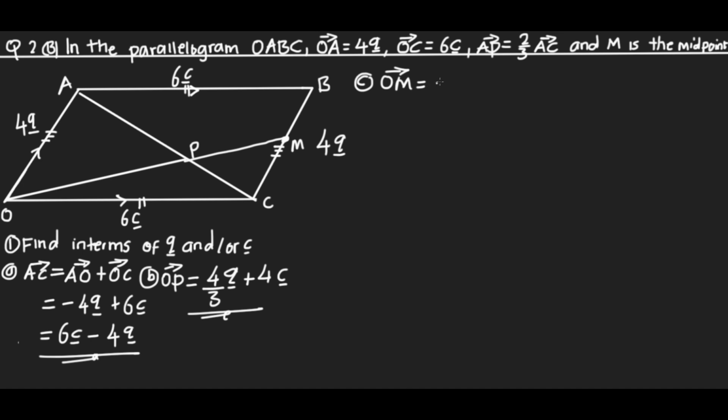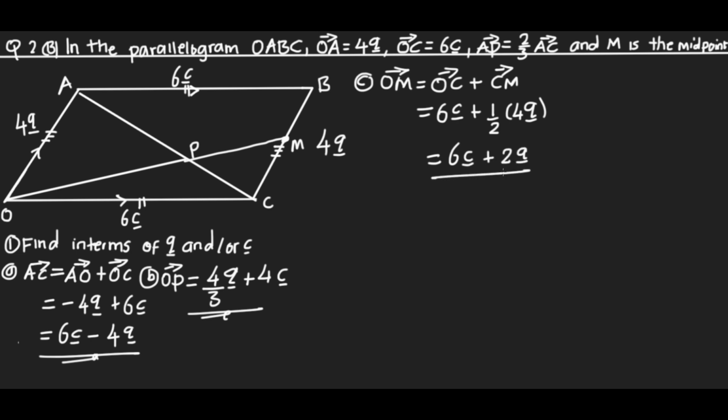So we'll say OC plus CM. So the vector OC is 6C plus CM. Since M is the midpoint, we need half of the vector CB. Remember, the vector CB is 4Q. Half of 4Q is 2Q. So this is the vector for OM.